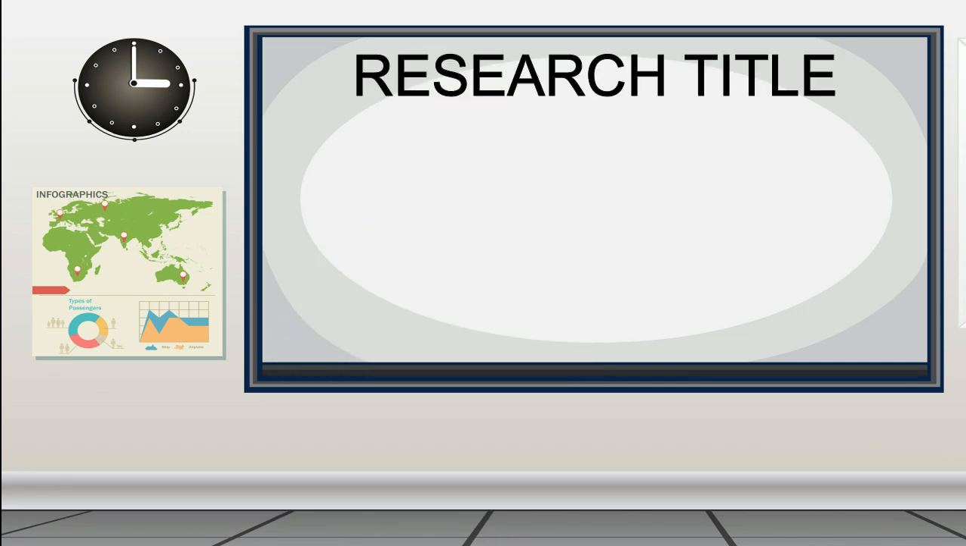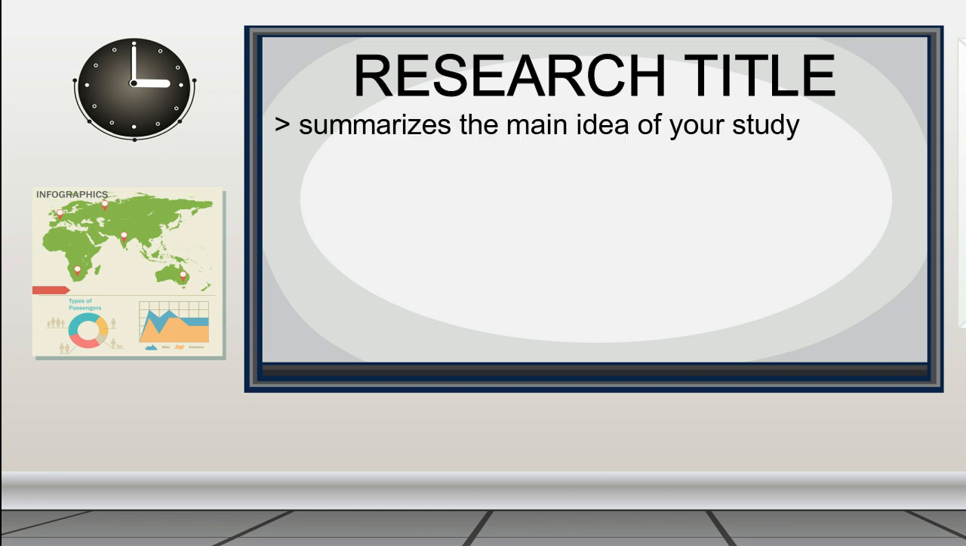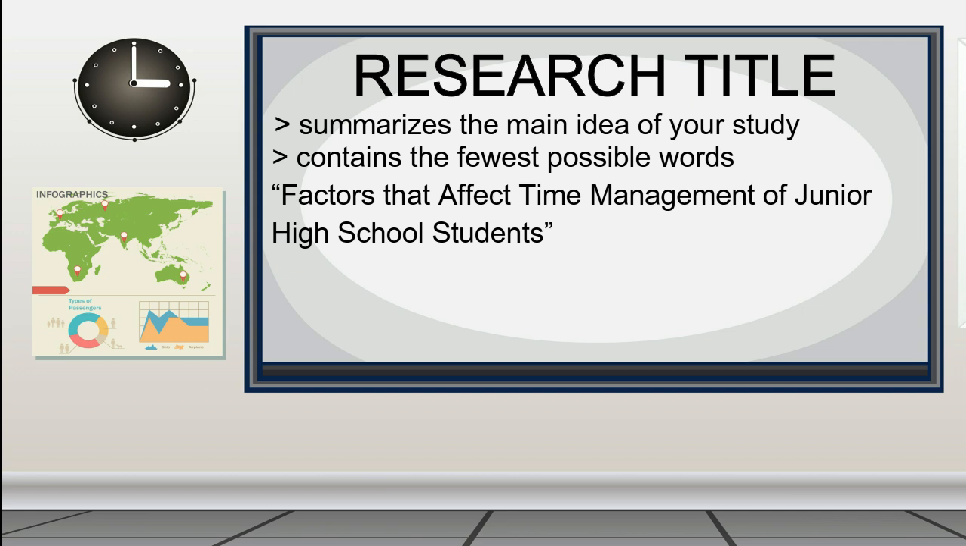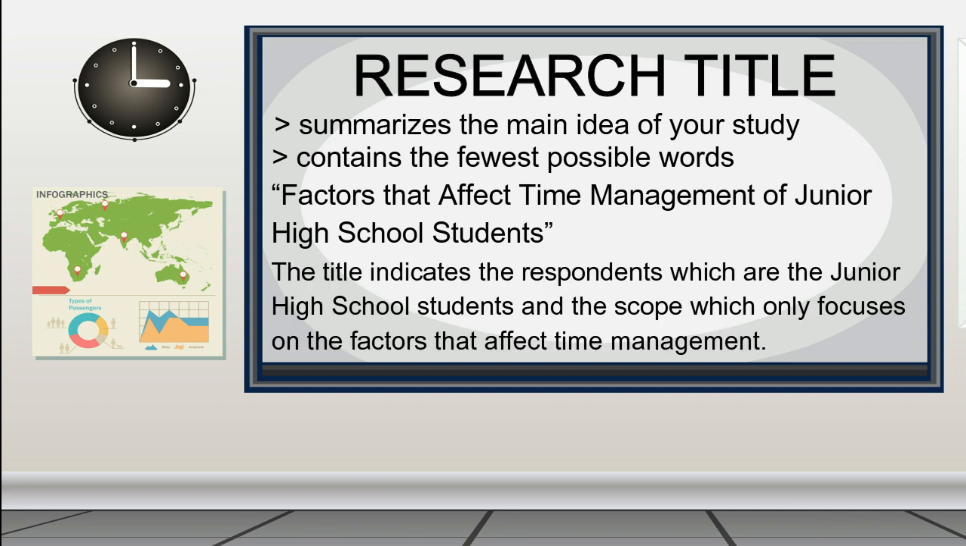Writing the research title. The research title summarizes the main idea of your study. A good title contains the fewest possible words that adequately describes the contents and/or purpose of your research paper. Take a look at the example on the board. Factors that affect time management of junior high school students. The title indicates the respondents, which are the junior high school students, and the scope, which only focuses on the factors that affect time management.